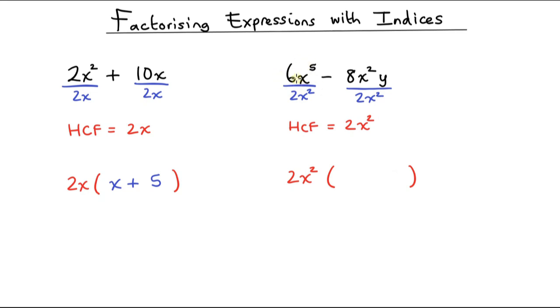Well, the first term, 6 divided by 2, that's just 3. And now we've got x to the power 5 divided by x squared. Now, if you're a bit unsure on how to do this, this is all about your laws of indices. I do have a separate video dedicated to laws of indices, so please make sure you check that out if you're a bit unsure on this topic. But let's just go through our laws of indices for division. So we've got x to the power 5. Well, that's just going to be x times x times x times x times x.